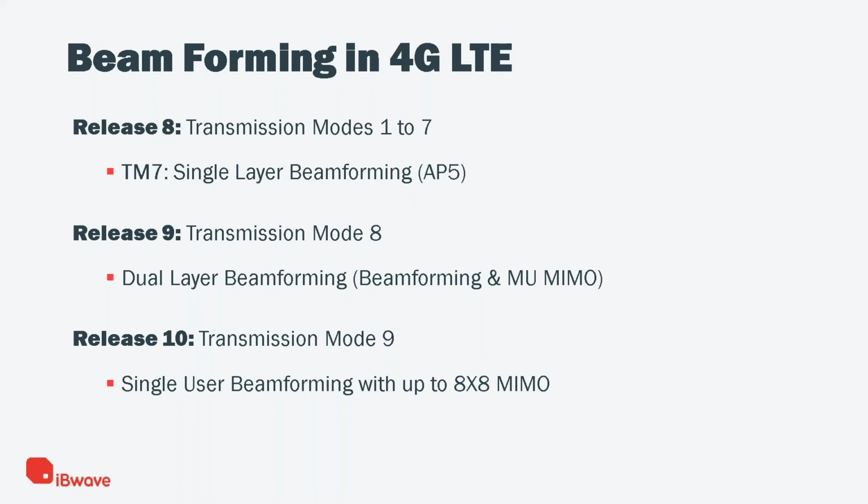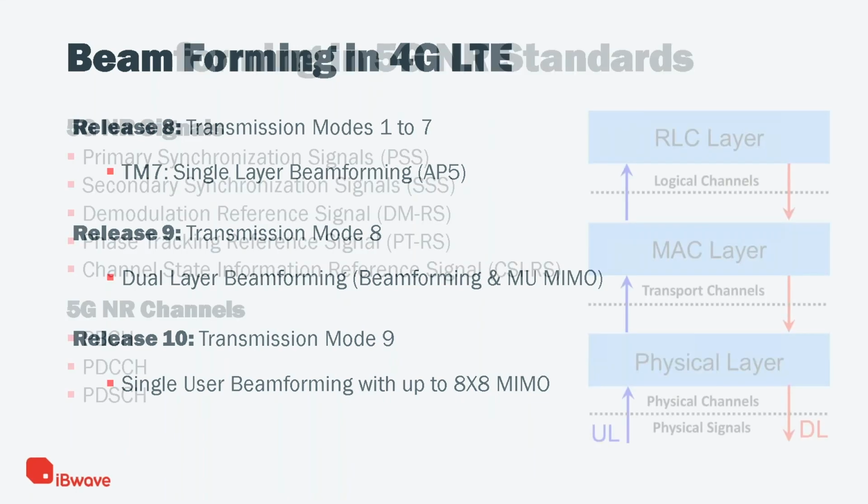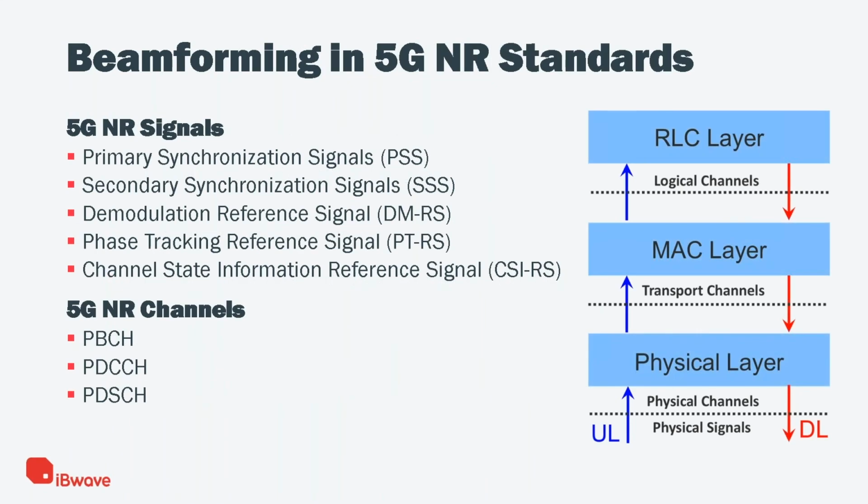In release 10, the beamforming was further enhanced with the transmission mode 9. And transmission mode 9 is simply a single user beamforming, but the new thing here is that it is used with up to 8x8 MIMO configuration. So now let's see how this beamforming is applied for 5G. And it is clear that in 5G, the beamforming is more developed, mainly because of these millimeter frequencies.